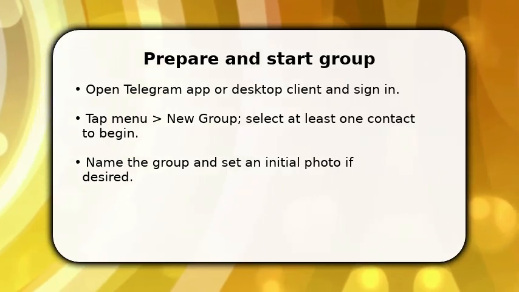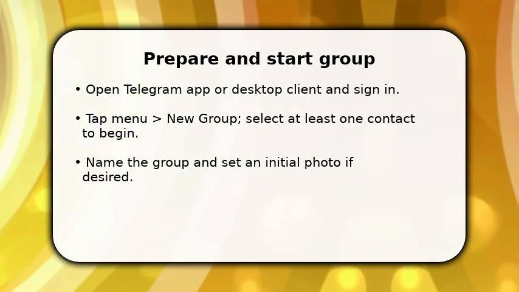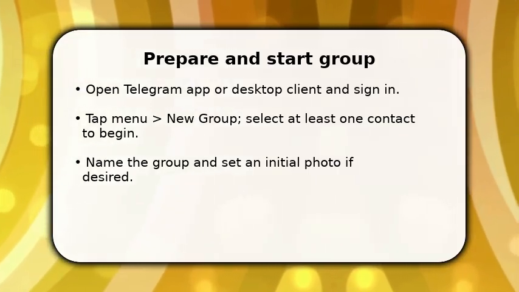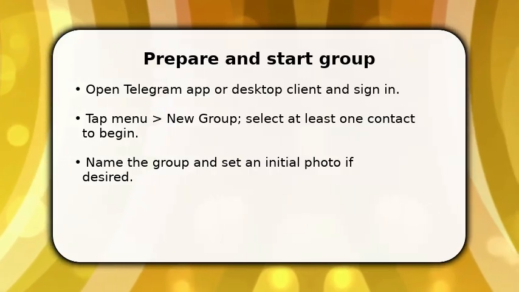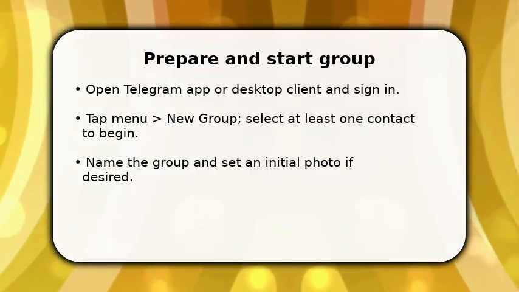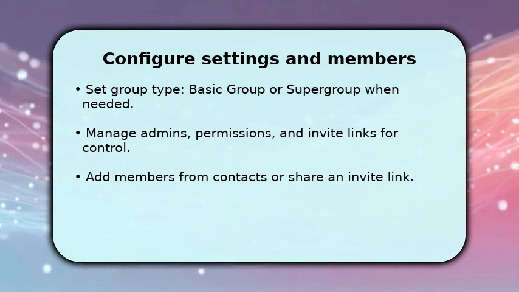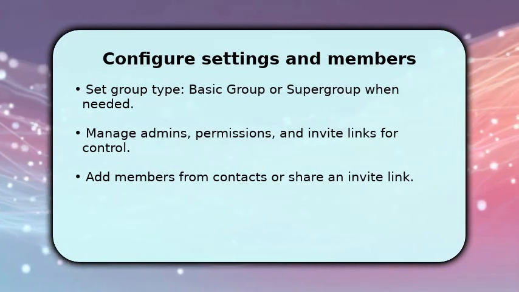Next, give the group a clear, descriptive name and add a profile photo to help recognition. This helps members find and trust the group. Make sure to pick an appropriate privacy level when prompted so the group functions as you intend. Once done creating the group, go to Group Info to configure type and permissions.